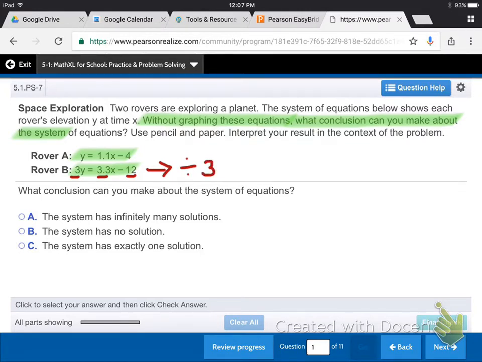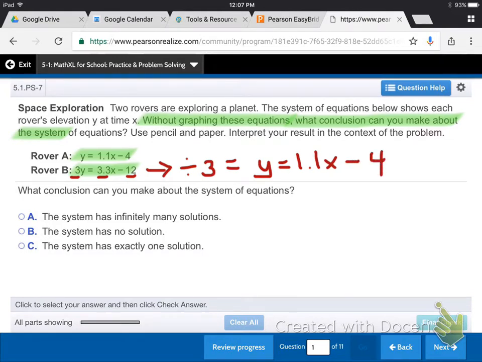So starting with 3y, let's see what we get. 3 divided by 3 is 1y, so we just write down y. We're dividing by 3, and that's going to equal the new equation, y. And we take 3.3 and divide by 3, we get 1.1x. We're dividing every term by 3. And then finally, we divide 12 by 3, and we get 4.